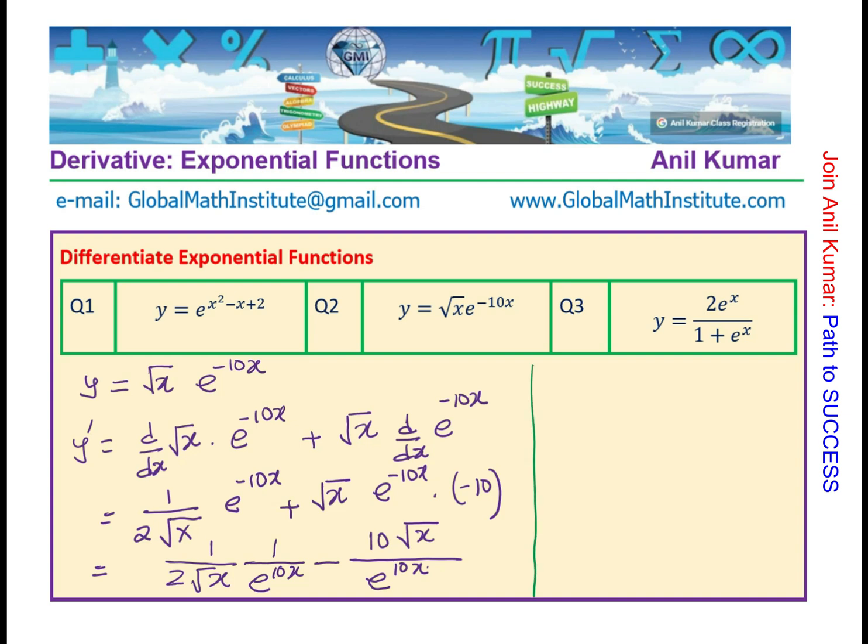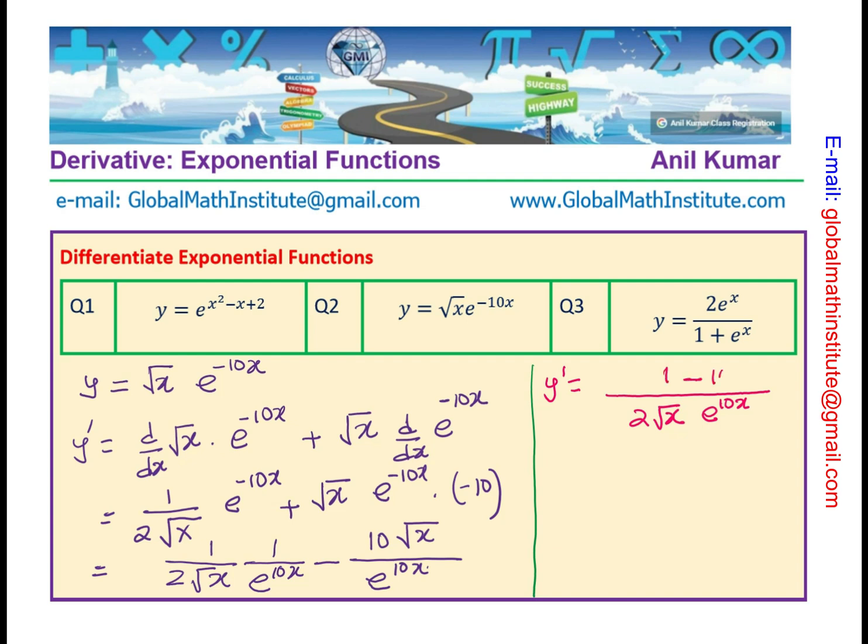So let's simplify this to write the final result. The derivative will be, with the common denominator being 2 square root x e to the power of 10x, and here we get 1 minus 10x. So that is how we can actually find the derivative of this function. This is a simplified form. Now let's take up the next question.